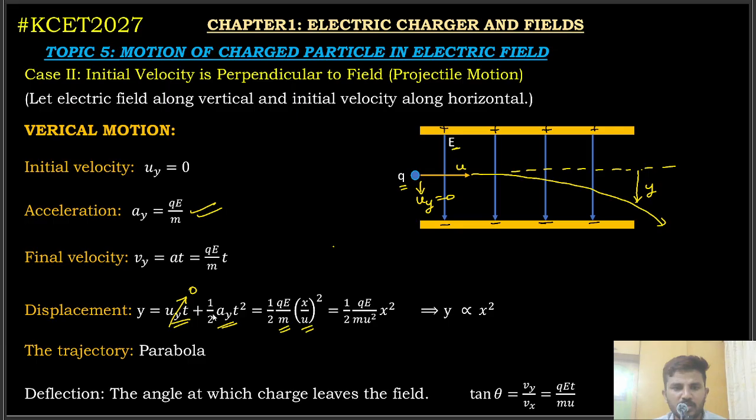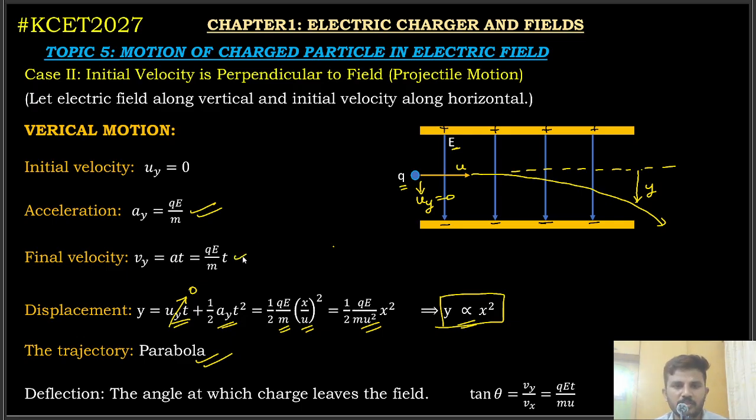So if you solve this, you will get an equation where y is directly proportional to x square. Which equation is this? y directly proportional to x square is a parabolic equation. So that's why the nature of the trajectory of the path traveled by the particle is a parabola.